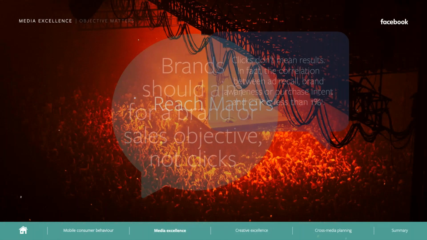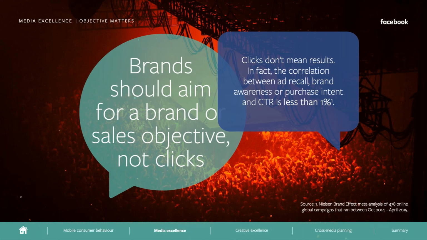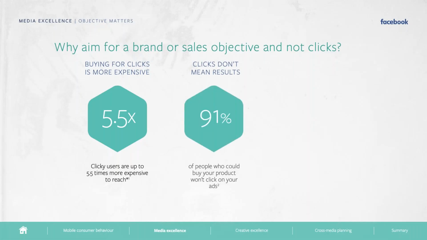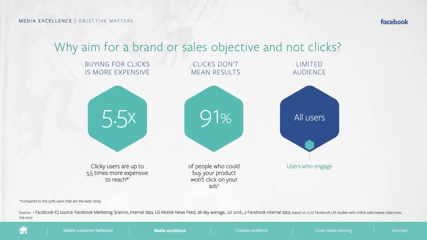Facebook is an objective-based platform, which means that our algorithm will always try to deliver the cheapest outcome possible based on what you're trying to achieve. As a marketeer, you should always aim for a brand or sales outcome, not engagement metrics such as clicks. Clicks don't really equal results. In fact, the correlation between ad recall, brand awareness or purchase intent and click-through rate is less than 1%. Which is why you should always aim for brand and sales objectives and not clicks.